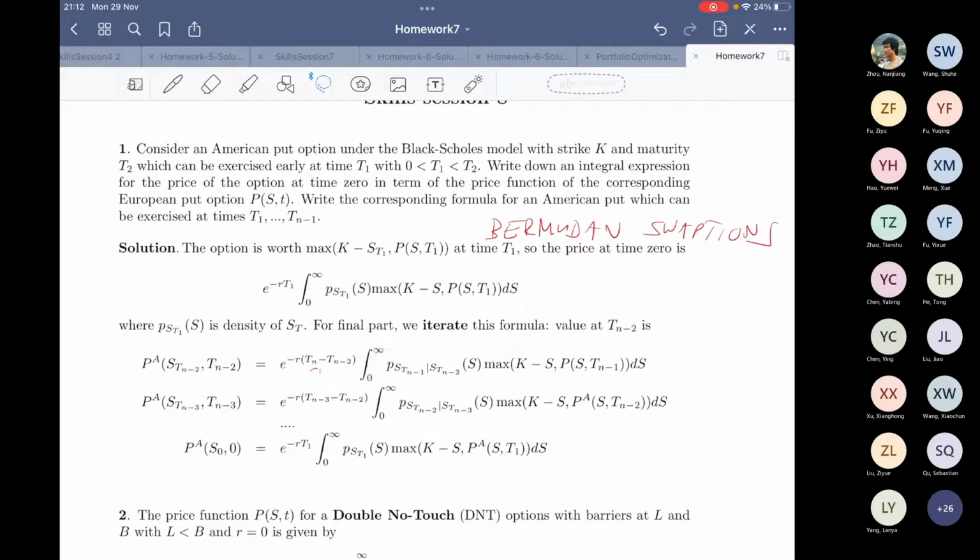And I should say, we've never actually written down an expression for the conditional density of the stock price at some earlier time, but it's very easily computed. It essentially just comes directly from the usual density. The usual density is just a function like that.